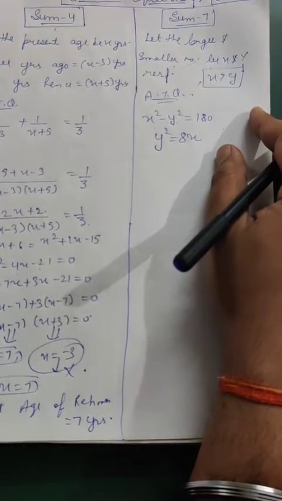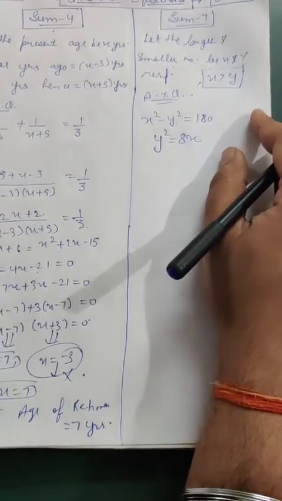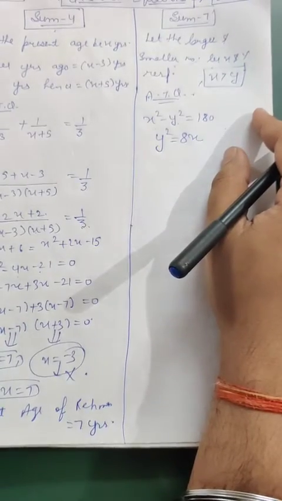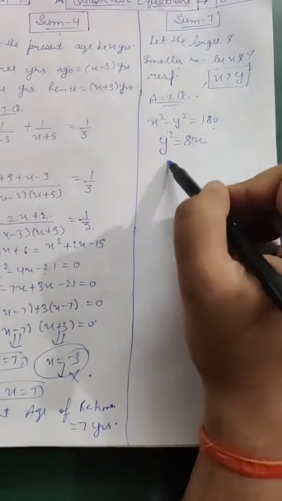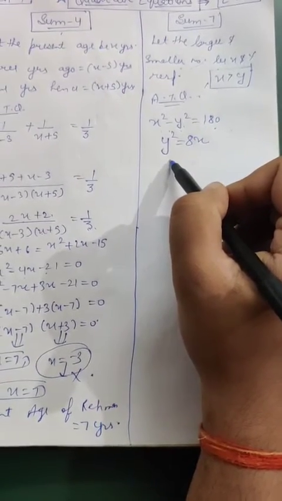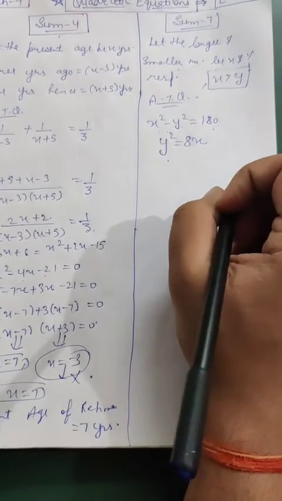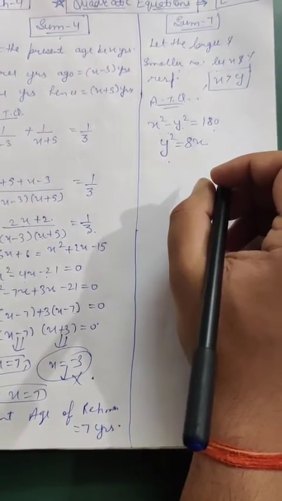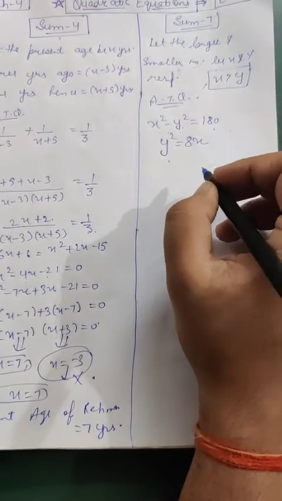Any doubt in this? The larger number and the smaller number we have considered as x and y, and two conditions are given. First, the difference of the squares is 180, and the square of the smaller number is 8 times the larger number. Now we have to solve this. We have to find both the numbers, the smaller number as well as the larger number. So now let's find it.